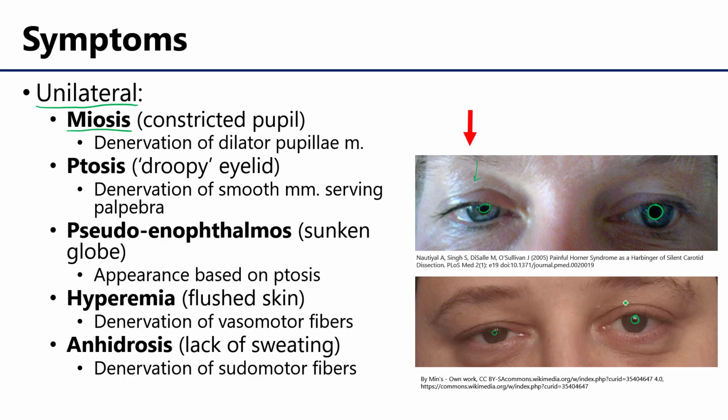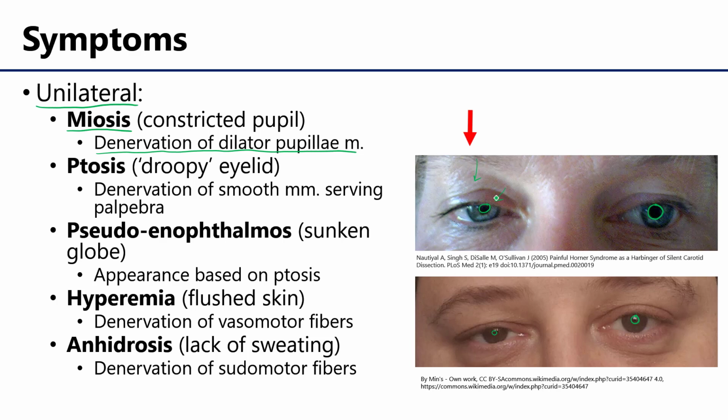So the size of the pupil is a consequence of intraocular muscles. So there are two sets of muscles. There are dilator pupillae muscles and sphincter pupillae muscles. Dilator pupillae muscles are innervated by sympathetic fibers. Sphincter pupillae muscles are innervated by parasympathetic fibers. In the case of Horner's, there is denervation or a loss of innervation to the dilator pupillae muscles, which then leads to an imbalance between the dilator and the sphincter pupillae muscles, and as a result, the sphincter pupillae muscles win out and we have a constricted pupil.